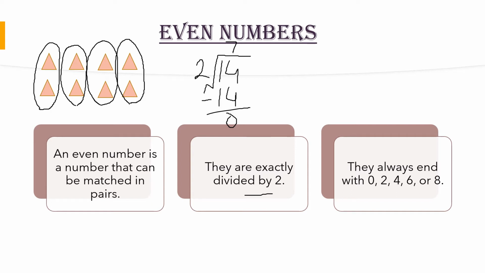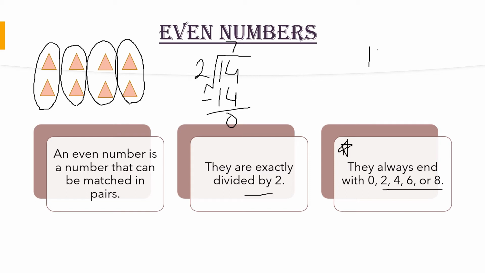Okay, this is the last and the most important point. If you remember this point, then you can easily identify the even numbers. They always end with 0, 2, 4, 6 or 8. It means that the last digit must be 0, 2, 4, 6 or 8. No matter how big the number is, we will just look at its last digit. If that last digit is 0, 2, 4, 6 or 8, it means that number is an even number.